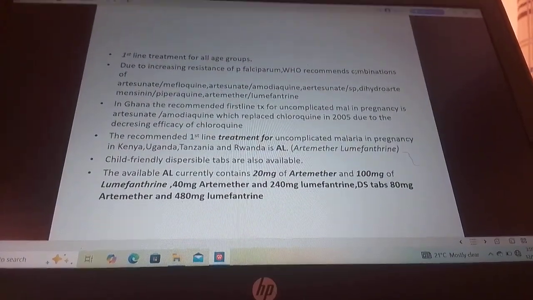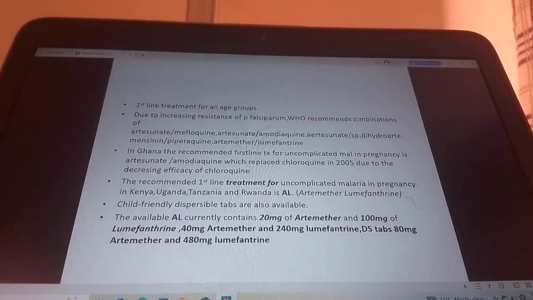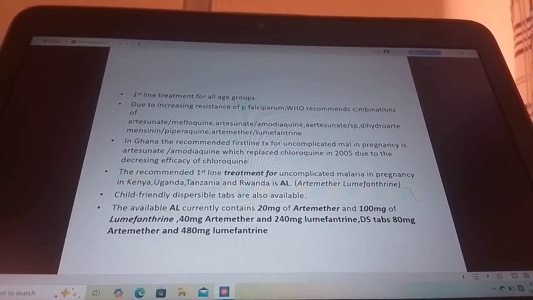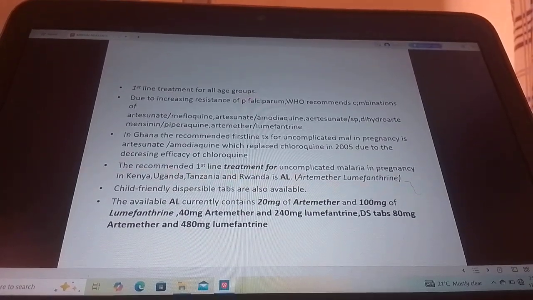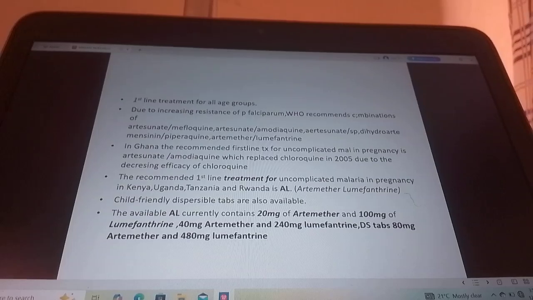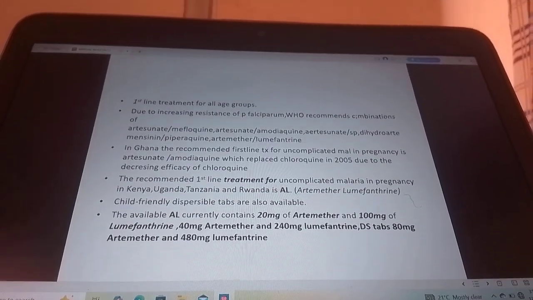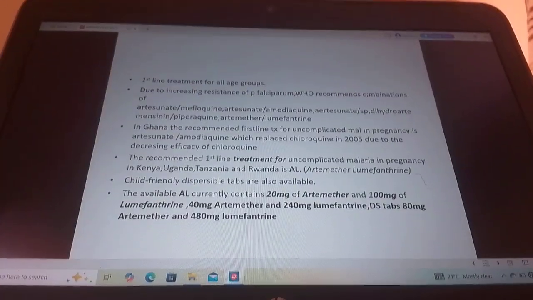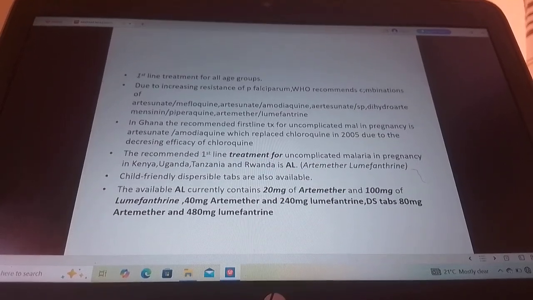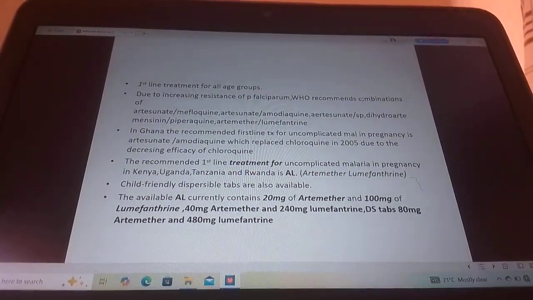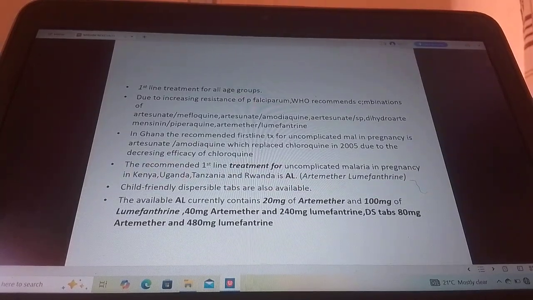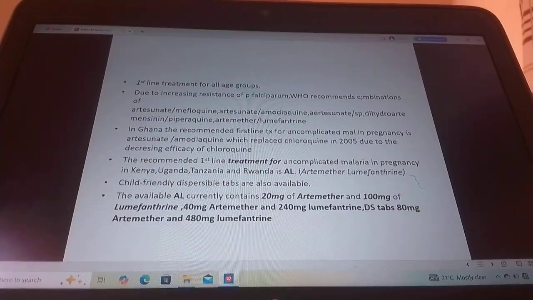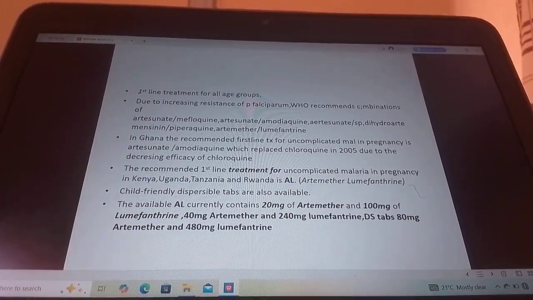So in Ghana, the recommended first-line treatment for uncomplicated malaria in pregnancy is artesunate plus amodiaquine. So artesunate and amodiaquine are the ones now being recommended in most countries of Western Africa. And remember, this one replaced chloroquine, which was initially being used, and it was about 2005, due to the decreasing efficacy of chloroquine, and the falciparum had now undergone mutations and was resisting the chloroquine, so they had to use artesunate and amodiaquine.